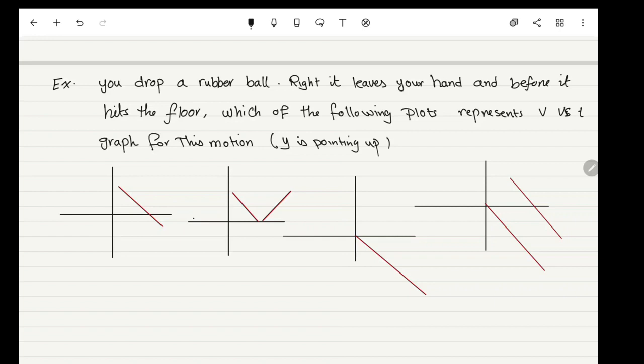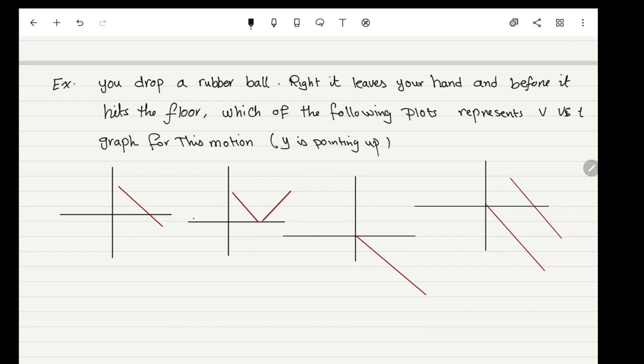Now another example. You drop a rubber ball. It leaves your hand and before it hits the floor, which of the following plots represents the velocity versus time graph for this motion, assuming that y is pointing up?